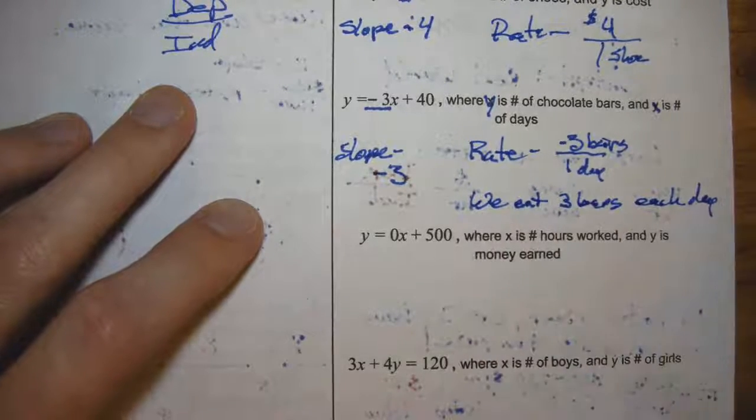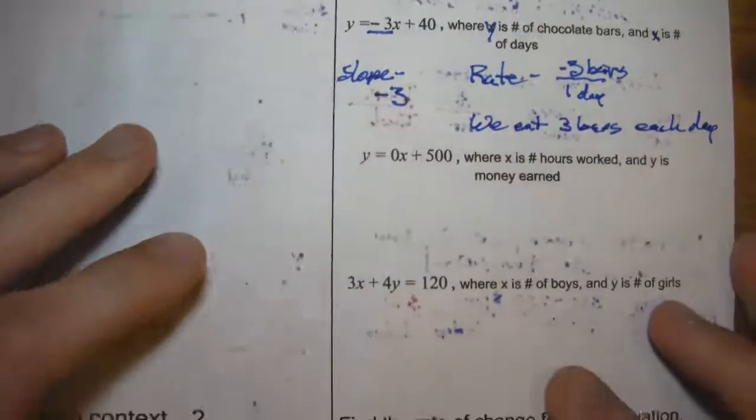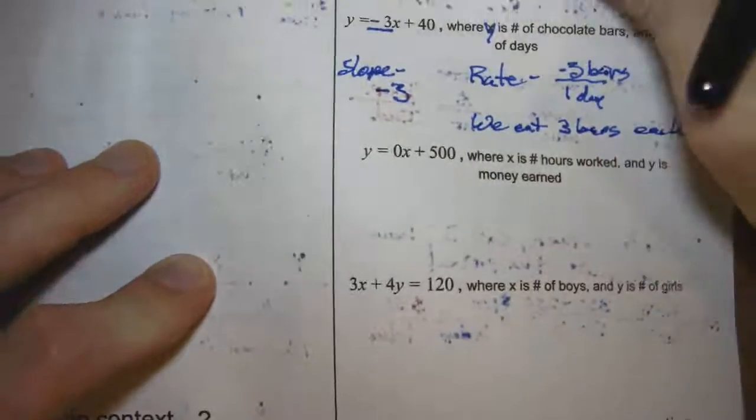So we eat 3 bars each day. So that would be a good way for us to describe our rate of change. All right, let's look at another one. Well, this one's kind of weird.